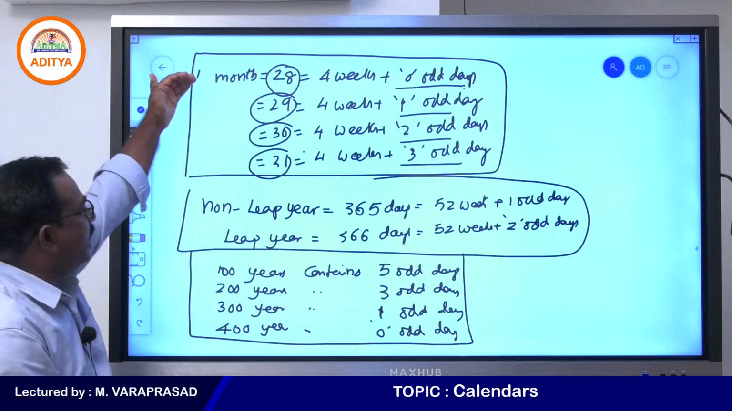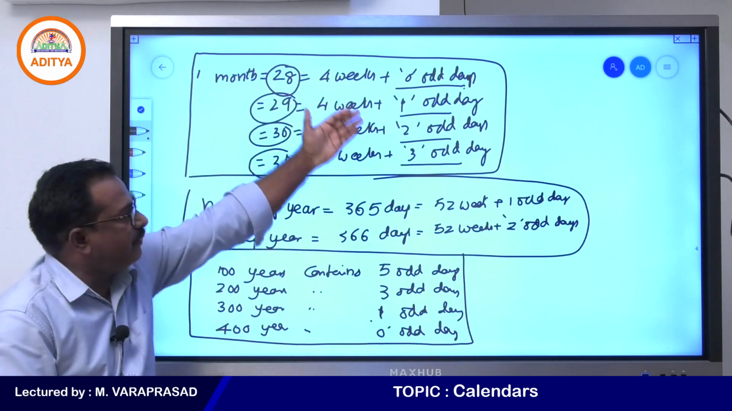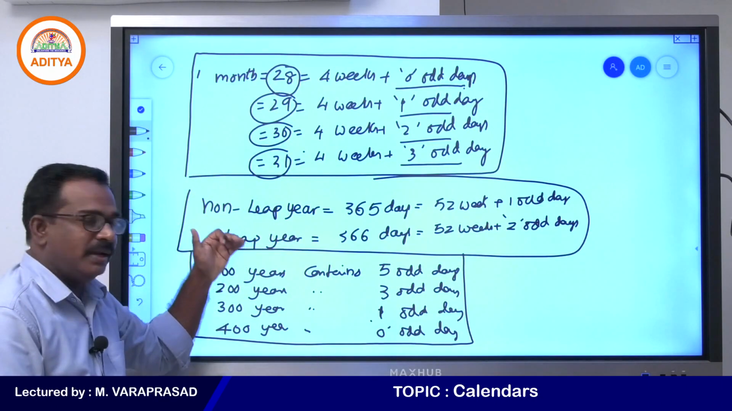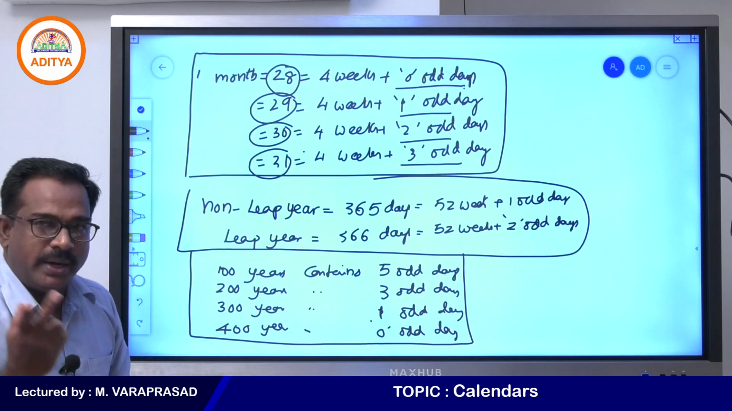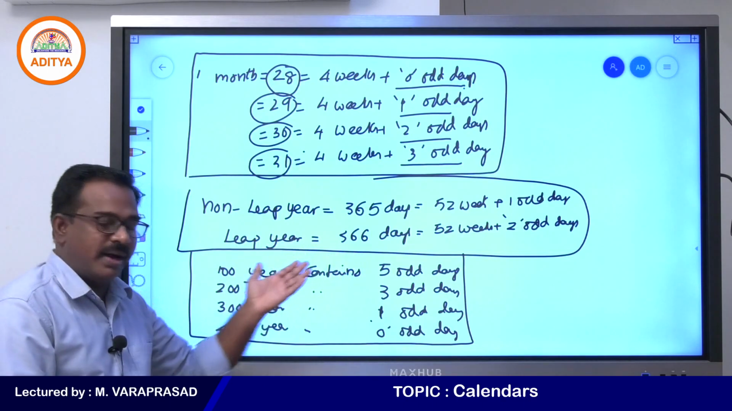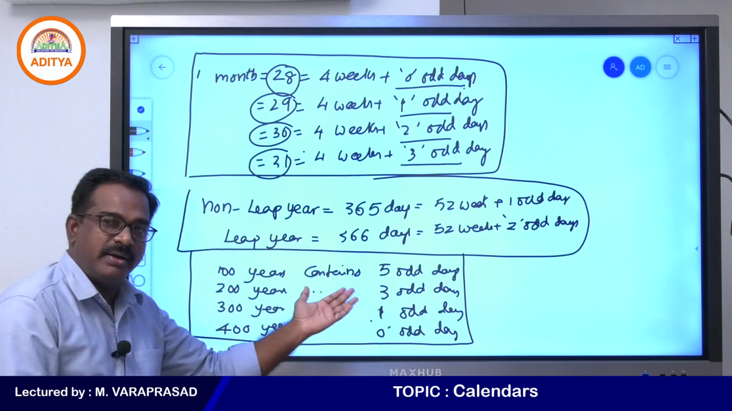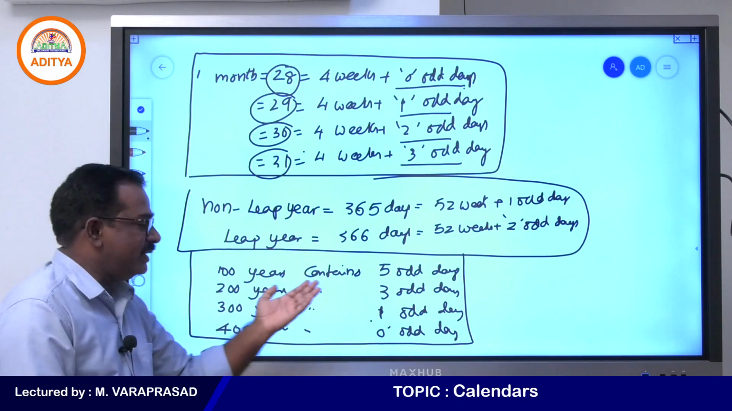See, once here: months, 4 different months, 4 different odd days. Years, 2 kinds: normal year and leap year. A normal year has 1 odd day. A leap year has 2 odd days. Centuries: 100 years have 5 odd days, 200 years have 3 odd days, 300 years have 1 odd day, 400 years have 0 odd days.